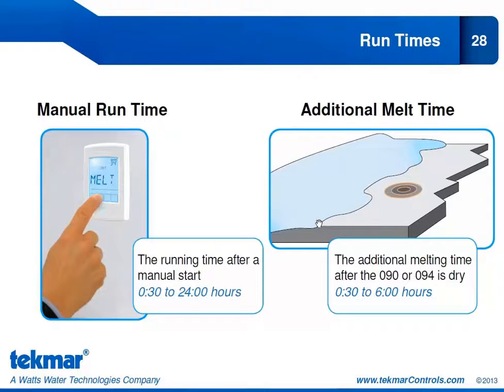So to avoid stopping the melt cycle when there is still that snow remaining somewhere on the slab, what we can do is configure an additional melt time. So the length of time the melt cycle will continue to run after the sensor is dry. And here our configuration lasts from 30 minutes to 6 hours.